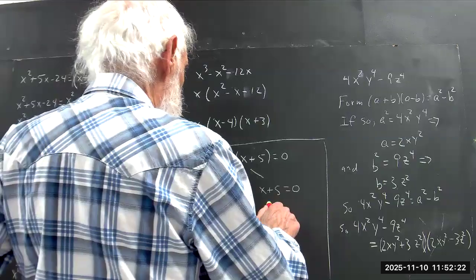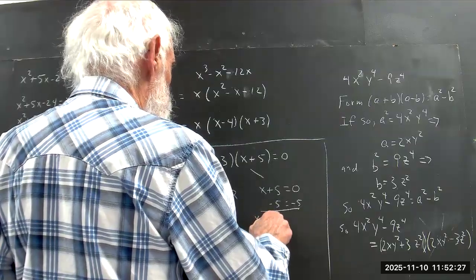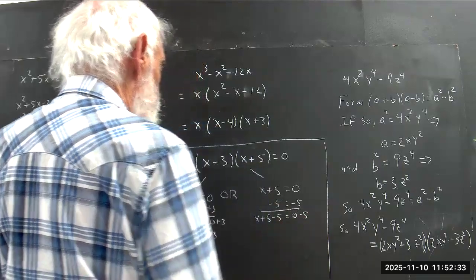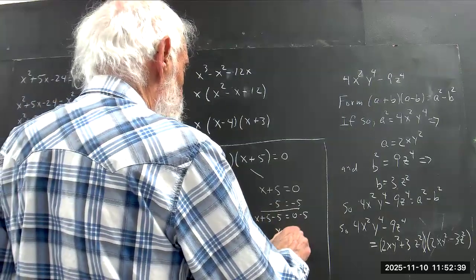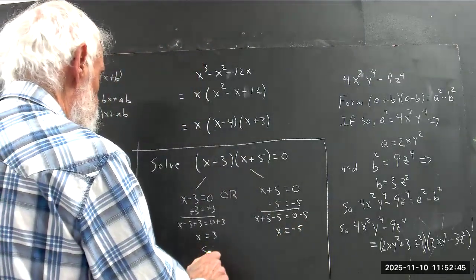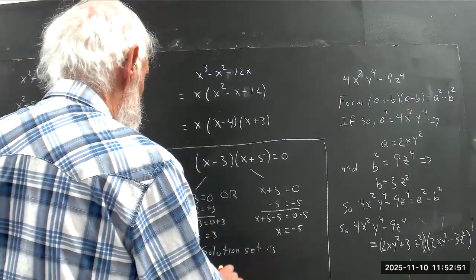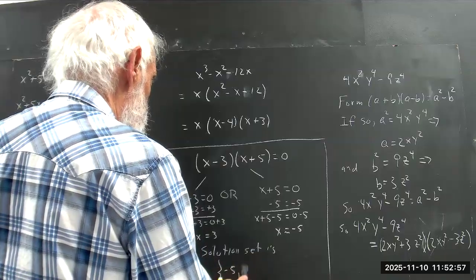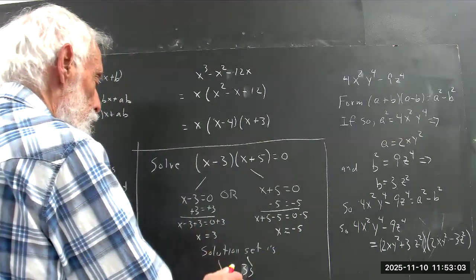And down here we can do the same thing. We could add minus 5 to both sides. And we get x plus 5 minus 5 equals 0 minus 5. And 5 minus 5 is 0. That leaves us x. 0 minus 5 is minus 5. So we say our solution set consists of minus 5 here and 3 here.